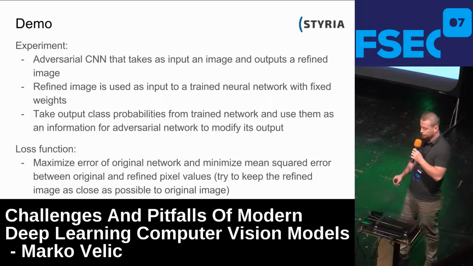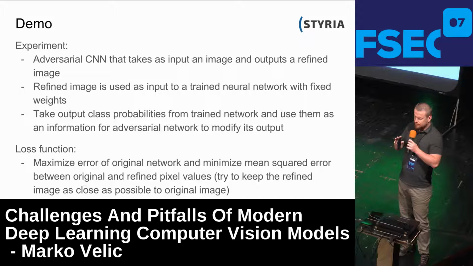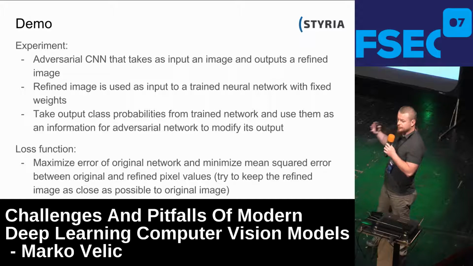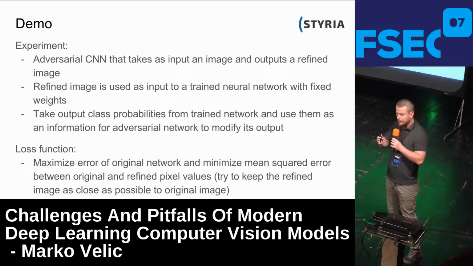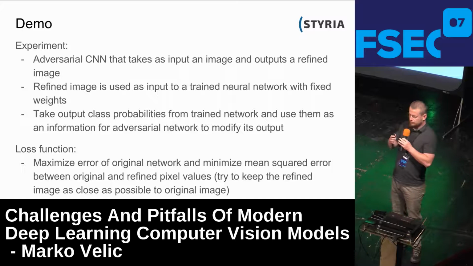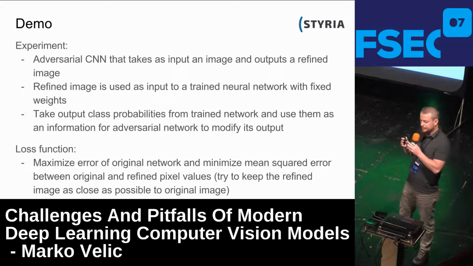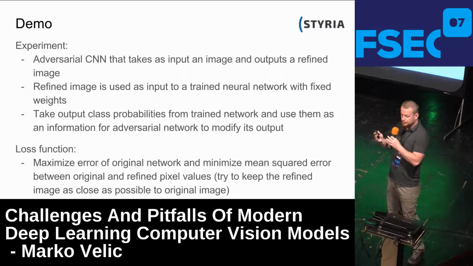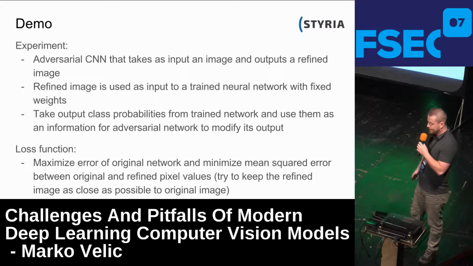You take your original model, and then you try to create another model which takes an image as an input and outputs another image. So this other image has a constraint, and when you train neural networks, this constraint means that you punish the network if it strays away from this constraint, and you reward the network if these constraints are satisfied.